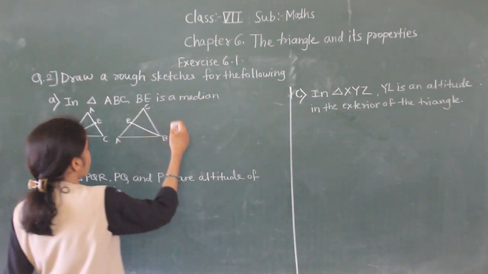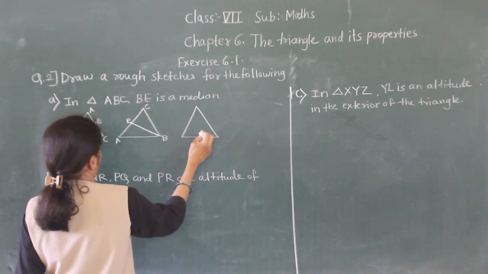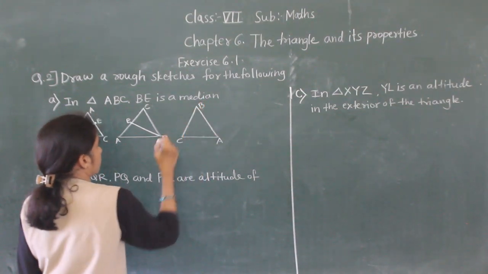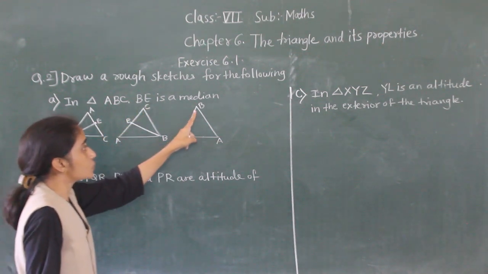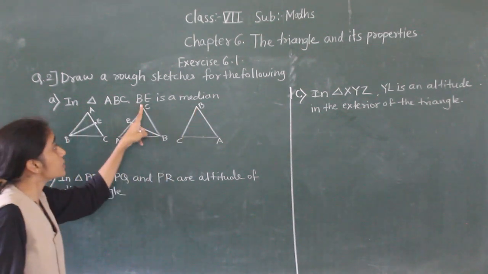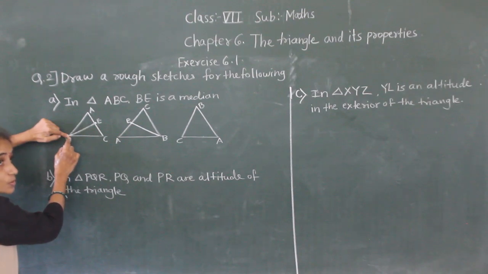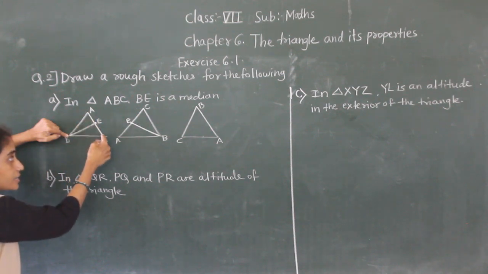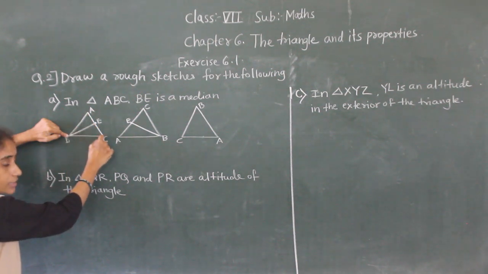Now suppose I write the names A, B, C and we have to draw BE as a median. So it should start from vertex B. What is the opposite side of vertex B? See here, AC is the opposite side of vertex B. So it comes on AC.